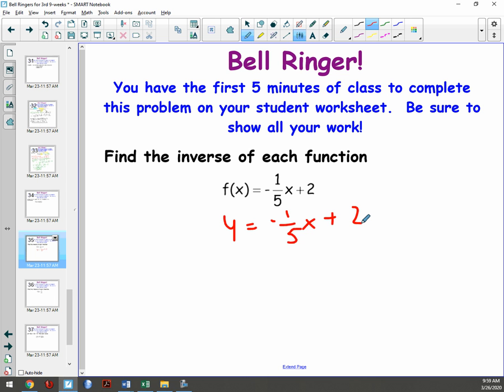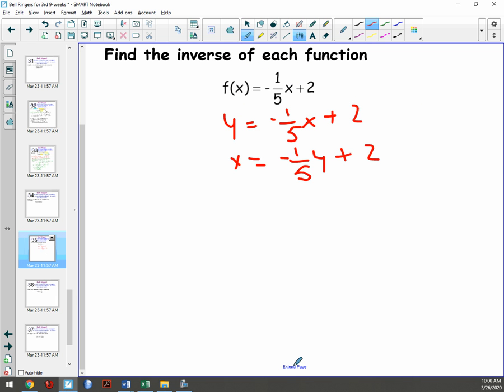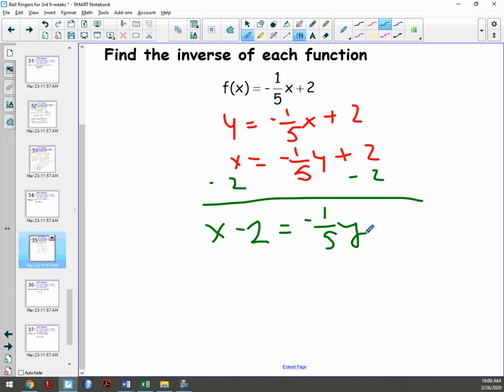Then you are going to swap x and y. So this is going to be x is equal to negative 1/5 y plus 2. Now you're simply going to solve for y. So if I'm solving for y, I have to go ahead and get rid of that 2. So the way I'm going to do that is I'm going to subtract 2 from both sides. So that gives me x minus the 2 is equal to negative 1/5 times y.